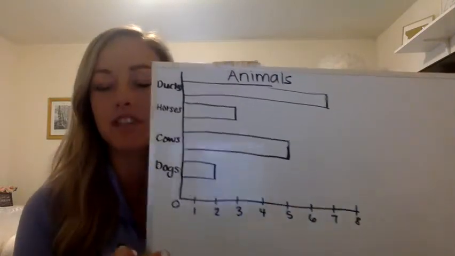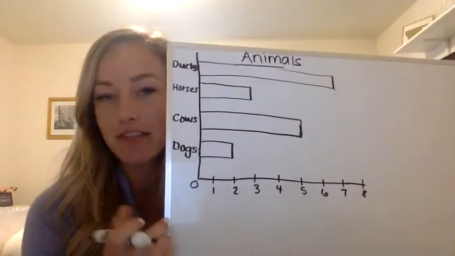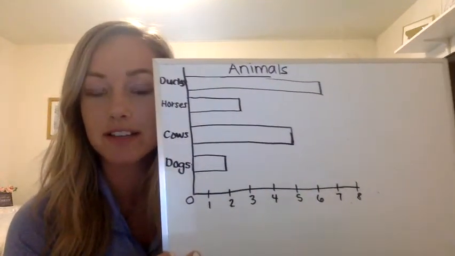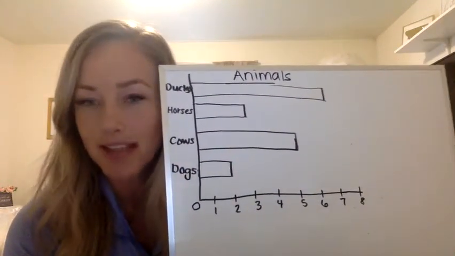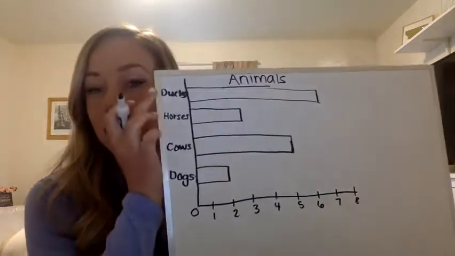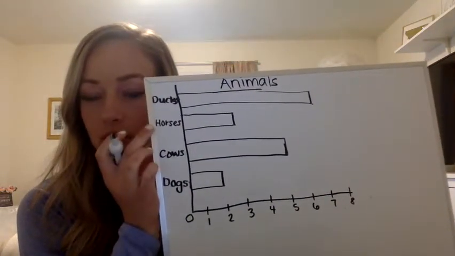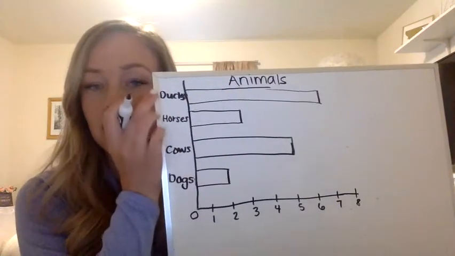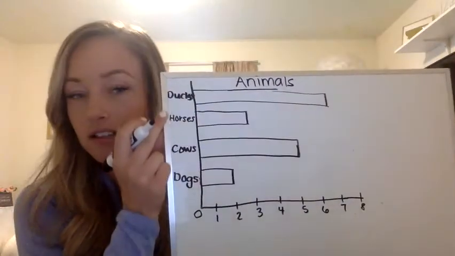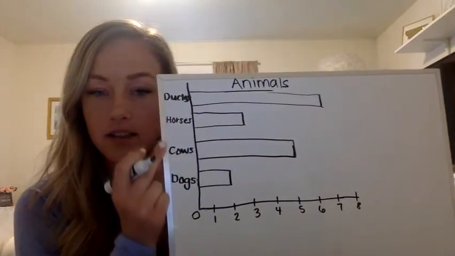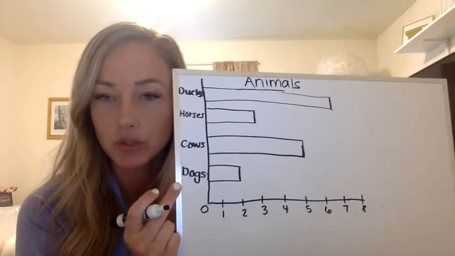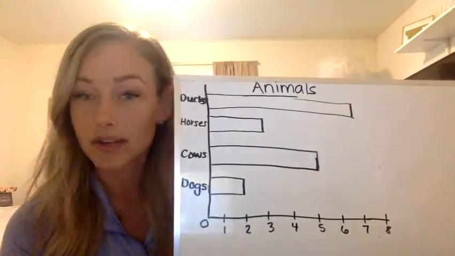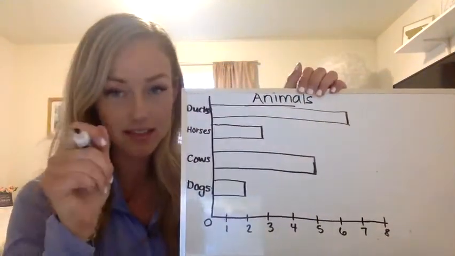Okay, so the same bar graph, I left the bars the same, but I changed what it's graphing. So this time this bar graph is graphing animals. So maybe it's animals that are at a farm, okay? And the animals at that farm are ducks, horses, cows, and dogs. Okay, so at this farm, there are 7 ducks, 3 horses, 5 cows, and 2 dogs. Okay, now it might give you a tricky question like this. Let me show you.